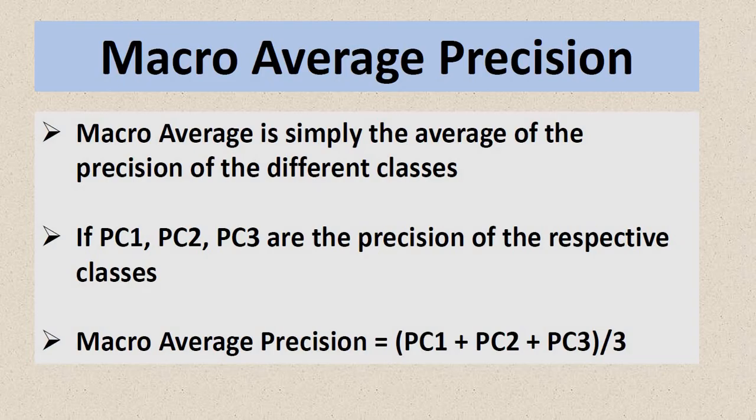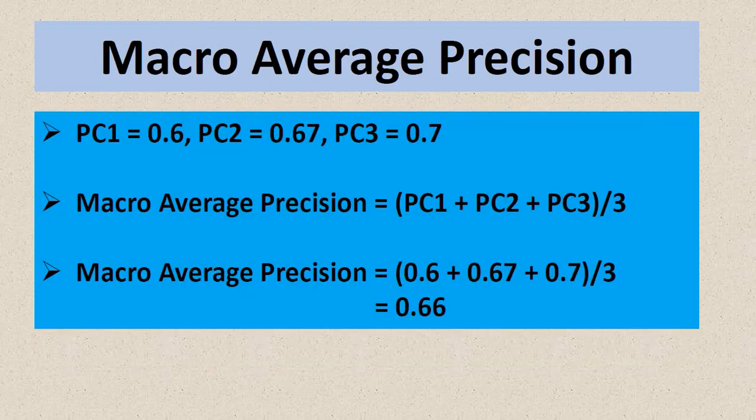Macro average precision. Macro average precision is nothing but simply the average of the precisions we have calculated. If we have a 3 by 3 matrix, then we will have 3 precisions, PC1, PC2 and PC3. Then the macro average precision will be PC1 plus PC2 plus PC3, the sum of all the precisions divided by 3. So we have our formula here. Precision for class A is 0.6, for class B it's 0.67, for class C it's 0.7. You sum it up and divide by 3, and we get a macro average precision of 0.66.